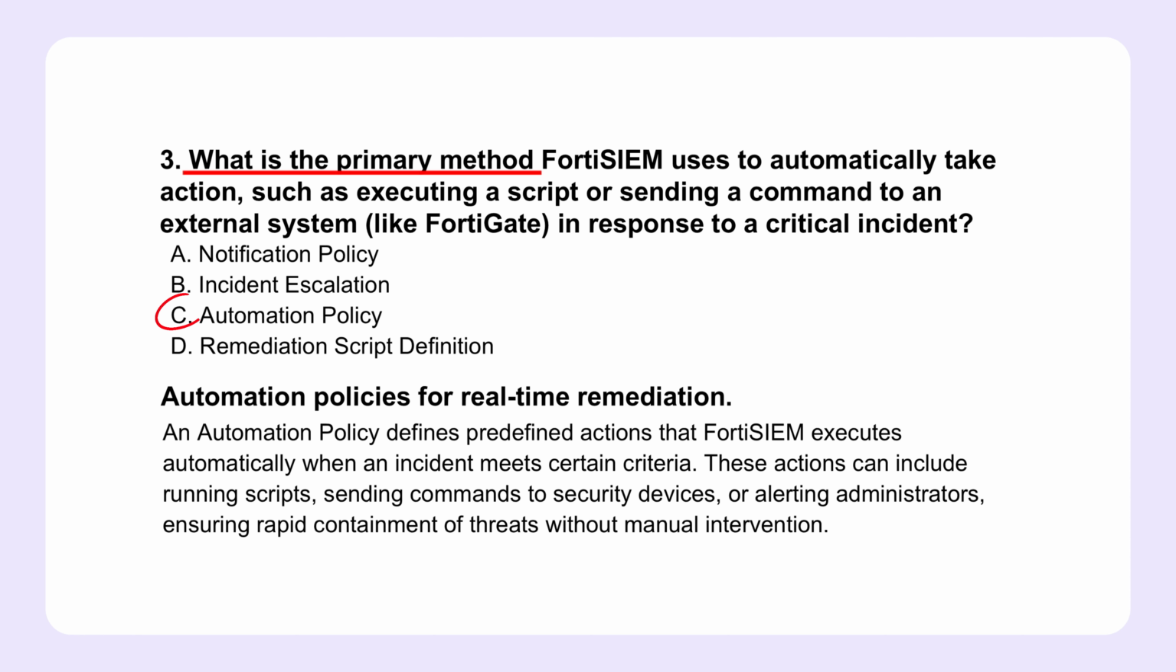When a critical incident threshold is met, the policy fires. And it isn't just notifying a human, it is actively executing predefined machine-driven actions. Like what? Like running a remediation script, maybe quarantining an affected host automatically, or sending an API command directly to external network devices like a FortiGate to instantly block malicious traffic. It minimizes that manual gap, that human delay, and provides potentially instantaneous damage control.